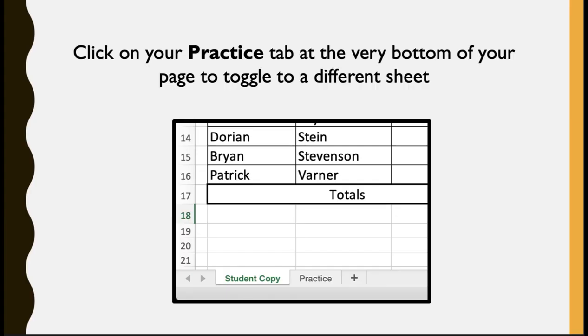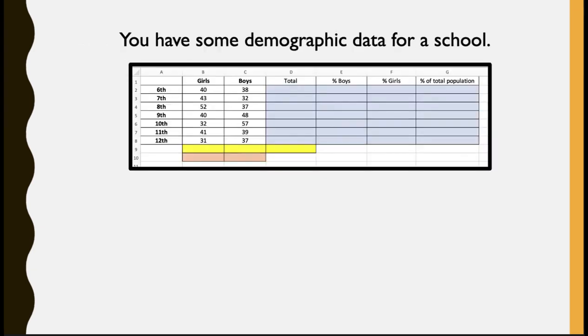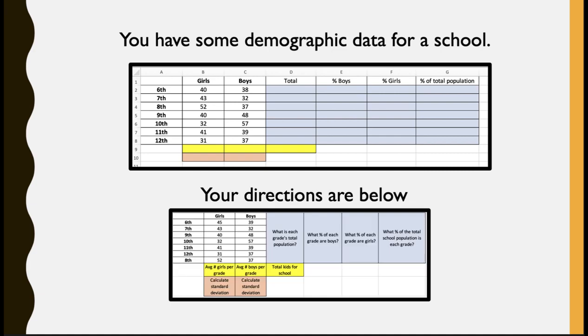We are actually going to move on to a different tab on your Excel file. If you look at the very bottom, you have been on the Student Copy tab. Go ahead and click on the Practice tab to the right of that, and you'll see that you will toggle to a different sheet. On the sheet, you have some demographic data for a school, and your directions are actually below, letting you know what kind of formula I want you to put in each cell.